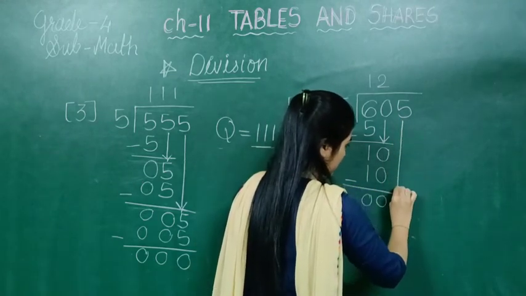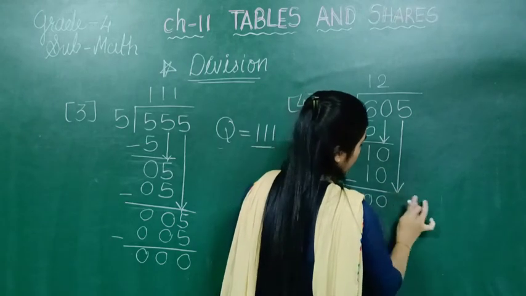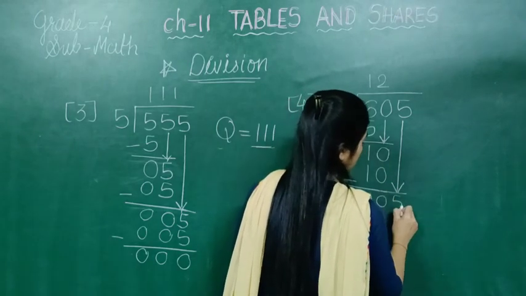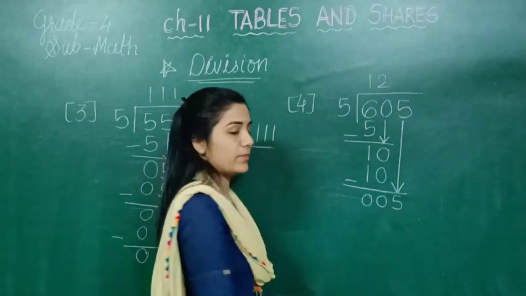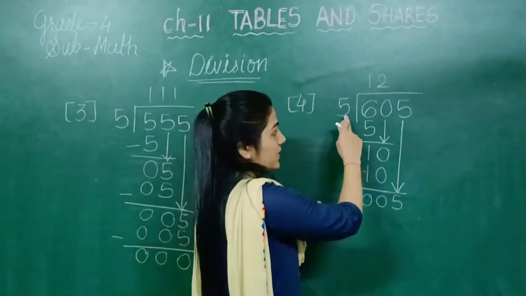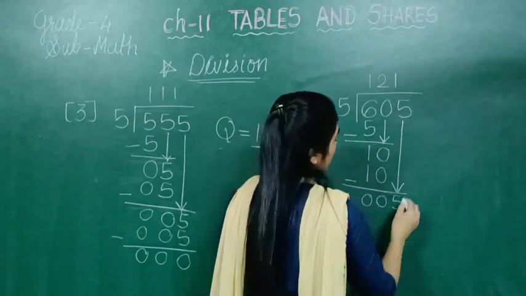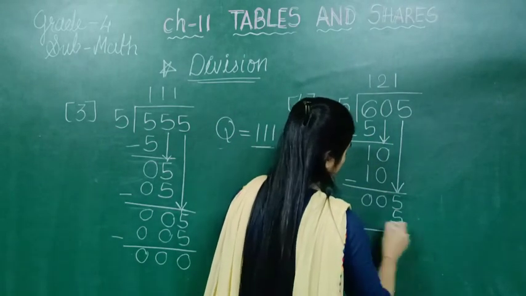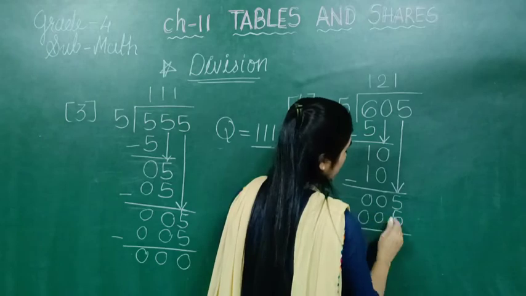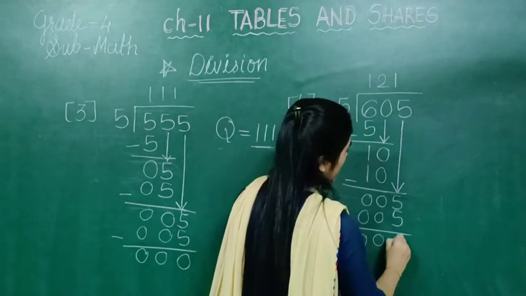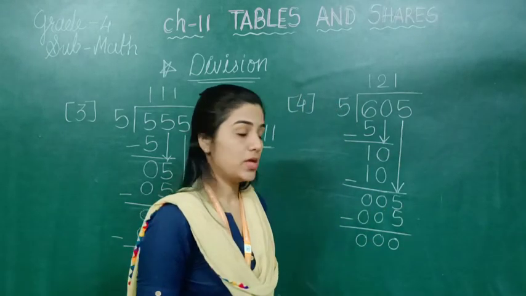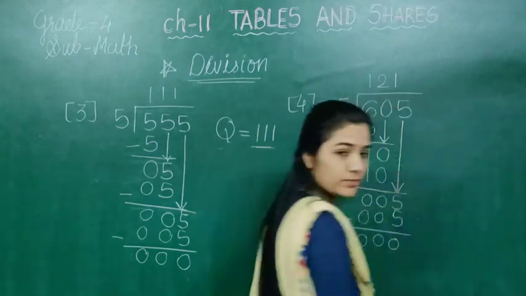The last digit which is remaining, 5, we are copying down. Only 5 is remaining now. So in the table of 5 we can say 5 ones are 5. Here we have completed the sum in these 3 steps like this. Now let's take another sum.